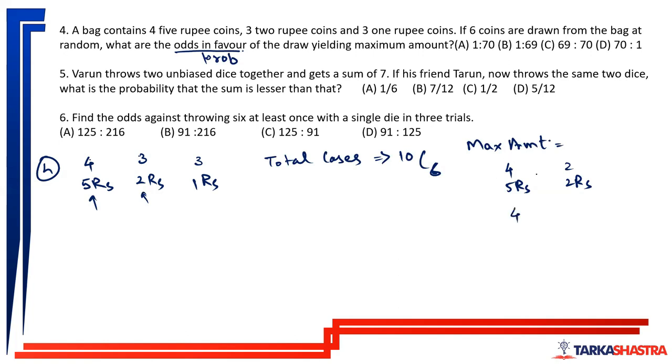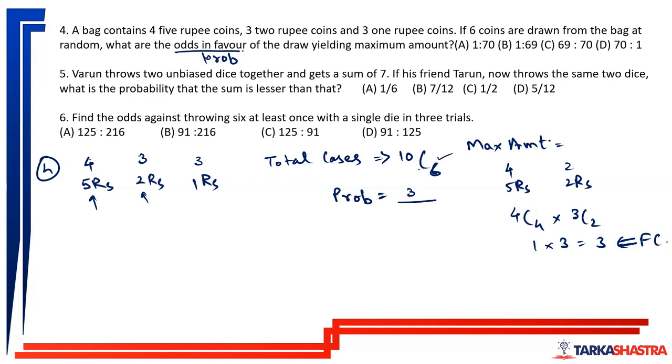Now I want 4 5 rupee coins, so that is 4C4, and I want 2 2 rupee coins, that is 3C2. 4C4 is 1, 3C2 is 3. Favorable cases are 3. So your probability is favorable cases upon total number of cases. Total number of cases are 10C6.